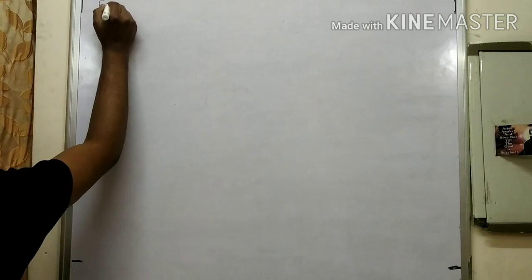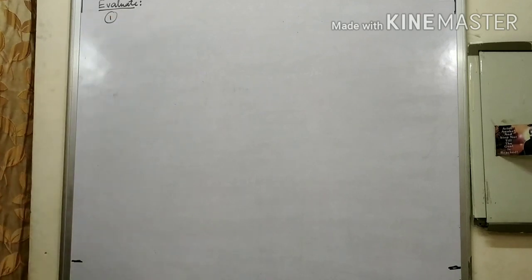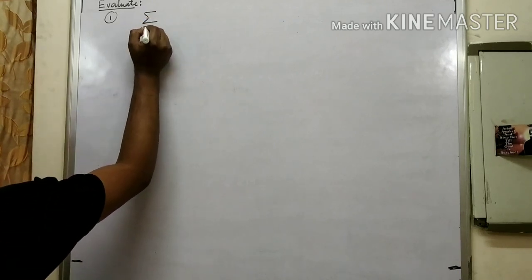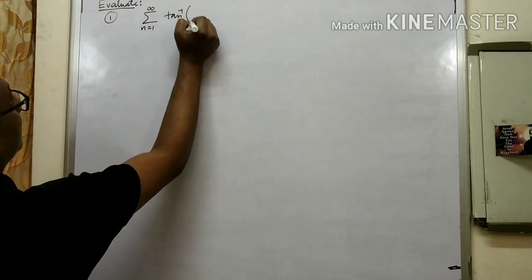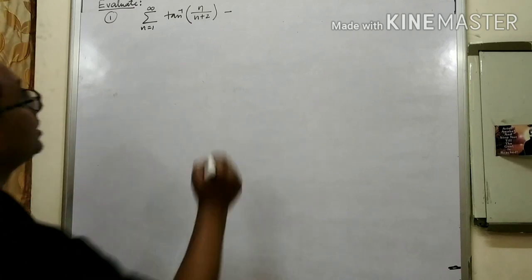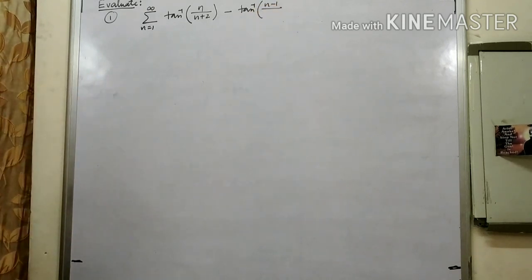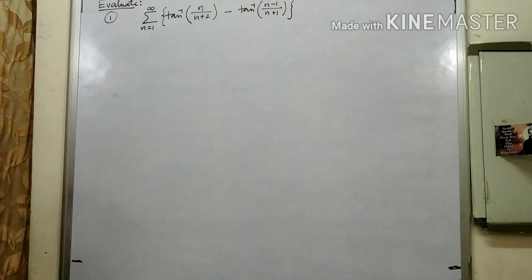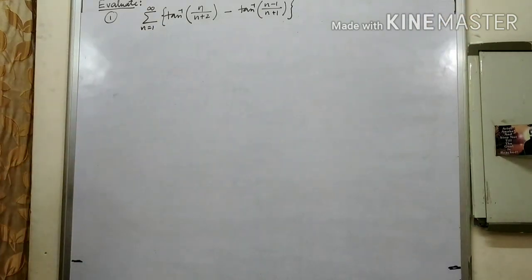Evaluate the summation of n from 1 to infinity of tan inverse of n by n plus 2 minus tan inverse of n minus 1 by n plus 1. Here this is what we have to evaluate.